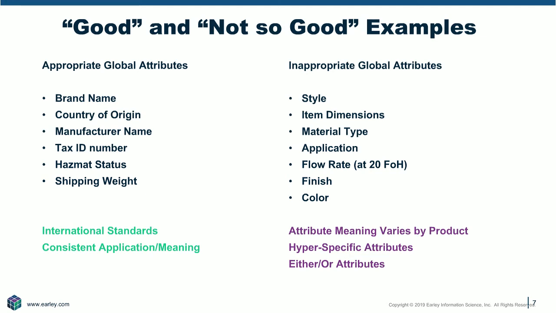And the last bucket that we see for bad global attributes are what we refer to as either-or attributes. So particularly in the industrial B2B space, there are some attributes that, depending on the product type, are talked about in different ways. So finish and color are two examples. Finish is something that you see used when the product is made out of some sort of metal that gets some kind of surface treatment. So plumbing fixtures, door hardware, where it's either a bright brass or a polished chrome or a brushed stainless steel. Now that is a use for finish.